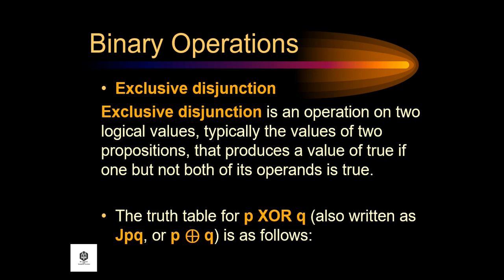Then exclusive disjunction. It is an operation on two logical values, typically the values of two propositions, that produces a value of true if one but not both of its operands is true. So the truth table for P XOR Q is as follows.